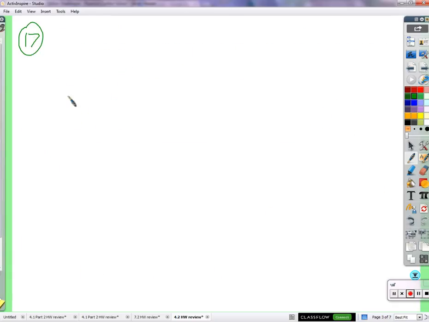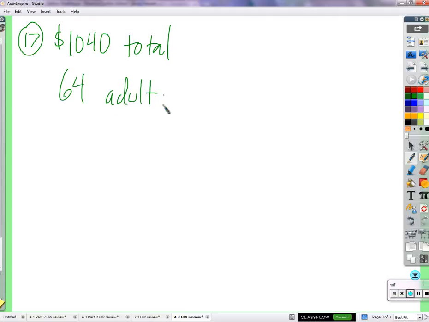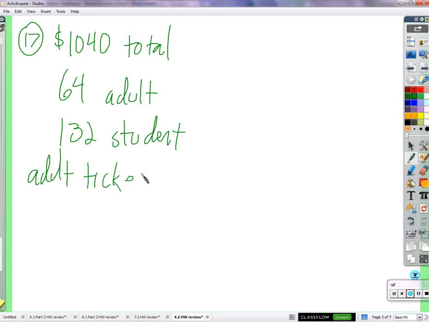Red 17 is next. So there's a drama club. They earn $1,040, the total amount they earned. A total of 64 adult tickets and 132 student tickets were sold. An adult ticket costs twice as much as a student ticket. Write a system of equations, so we write some equations.